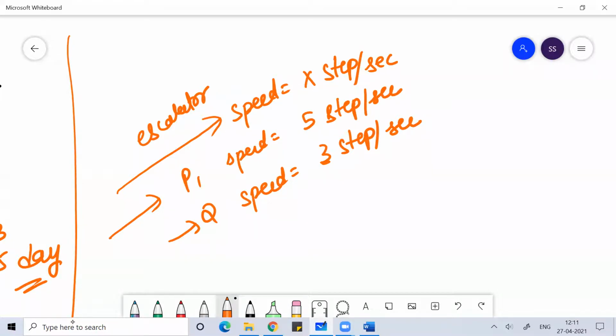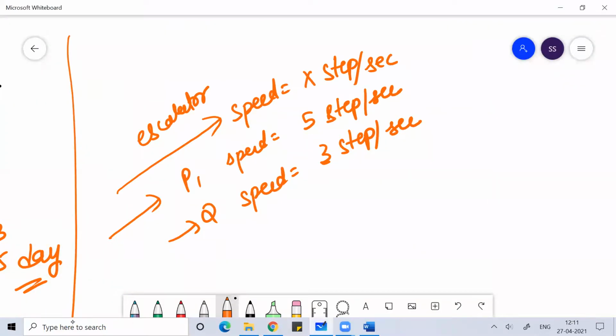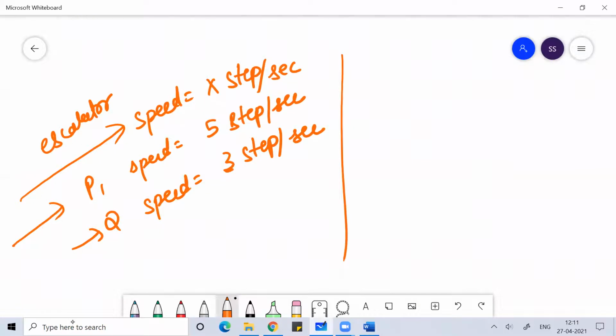So 1 step of Q is equal to how many steps of P? You can determine that if you want. Or you can say, suppose P's speed is 5 meter per second, then Q's speed will be 3 meter per second, and the speed of the escalator is x steps per second. Here, what is given: how many steps would each have to climb when the escalator is switched off, given that P takes 50 steps and Q takes 40 steps to climb the moving stair. You know that when the escalator is switched off, you have to take all the steps by yourself.